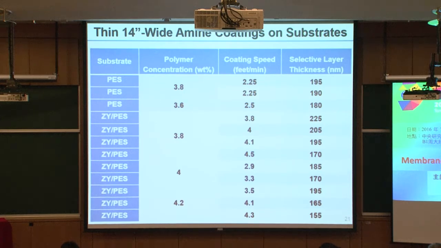So we also scale this one up to 14 inches wide, as mentioned, and for some we coated the amine directly onto polyether sulfone, and for some we have the nanoparticles in between. Depending on the coating speed, we can control the membrane thickness, because we control the solution delivery rate for the membrane fabrication. The higher the coating speed, the thinner the membrane we can get. We can get all the way down to about 155 nanometer membrane thickness.